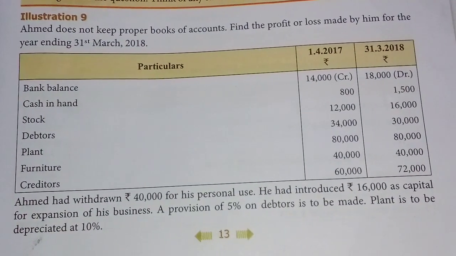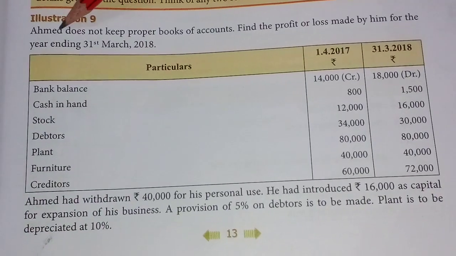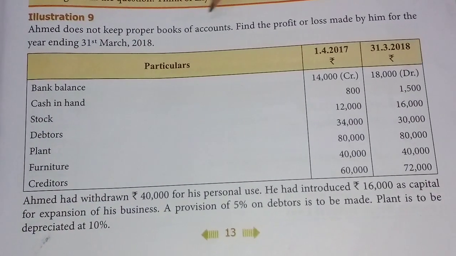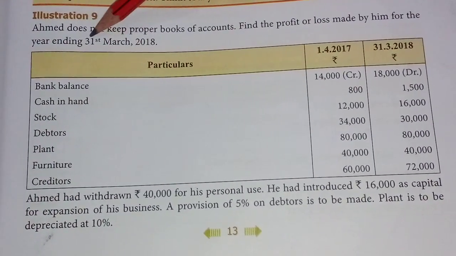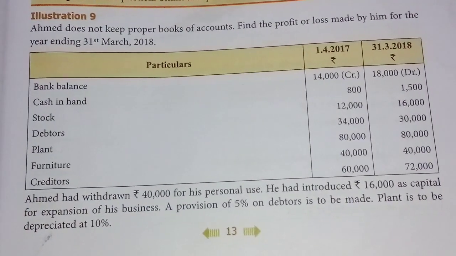Now the last illustration, 9. Ahmed does not keep proper books of accounts. Find the profit or loss made by him for the year ending 31st March 2018.